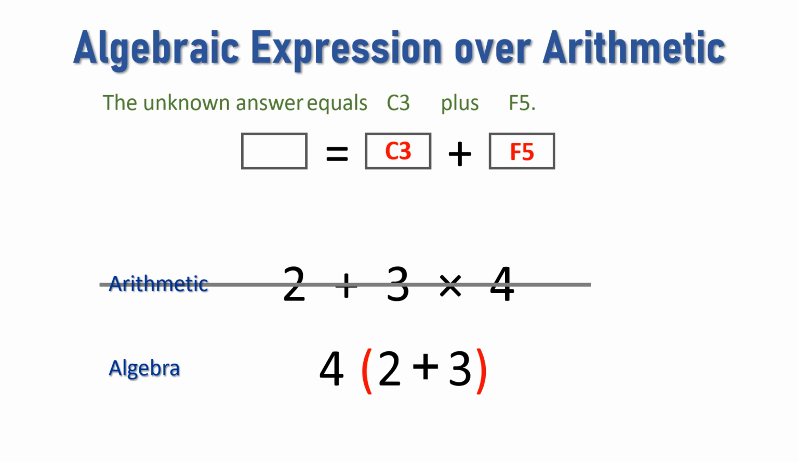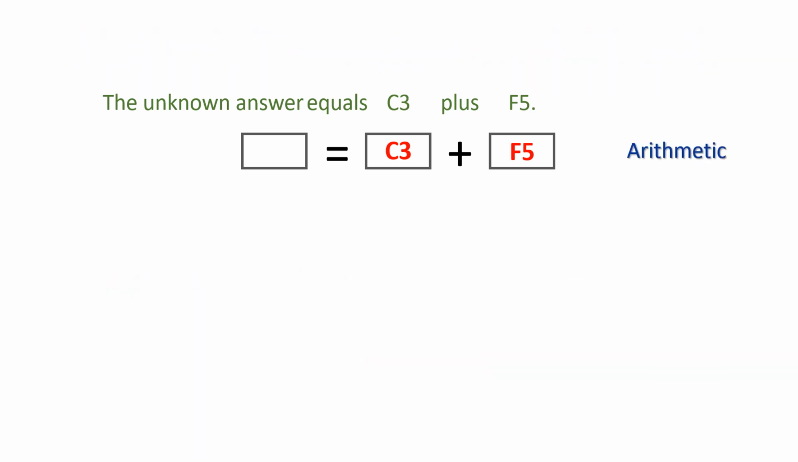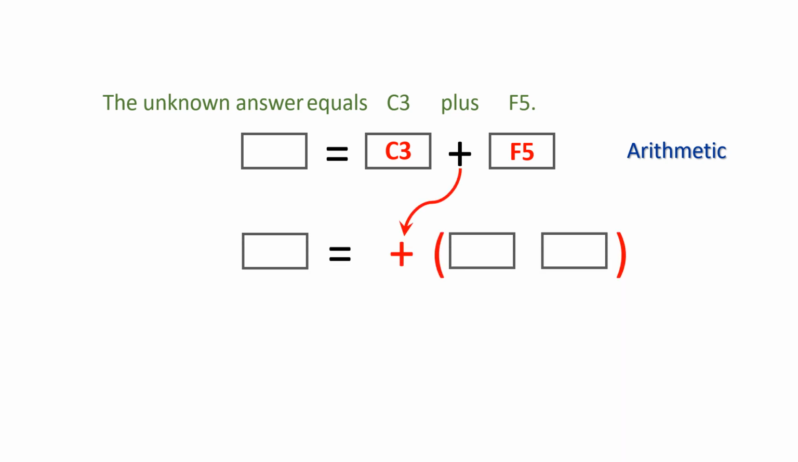So with that said, you can see that what we have here so far is arithmetic, but let's rearrange it a little bit and make it into algebra. Right now, this says the unknown answer equals C3 plus F5. But I'm going to move that plus symbol to the front. Now this would actually read: the unknown answer equals the sum of C3 and F5.